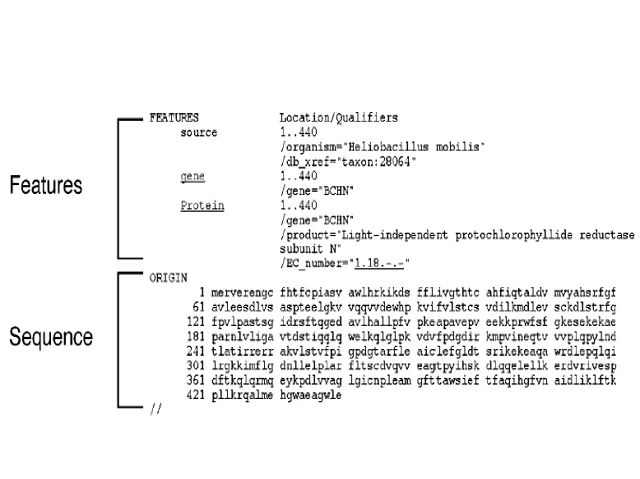Then the feature section: if some annotation about that sequence is available, it will be provided there. For example, the source: it was isolated from Heliobacillus mobilis. The gene which codes for that protein was the BCHN gene. The protein is light-independent protochlorophyllide reductase subunit N. Then its Enzyme Commission number, and finally the sequence. So this is the amino acid sequence.